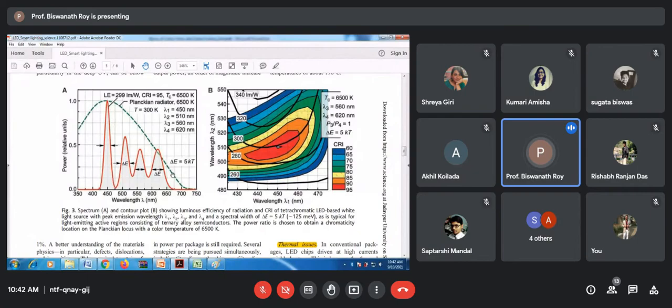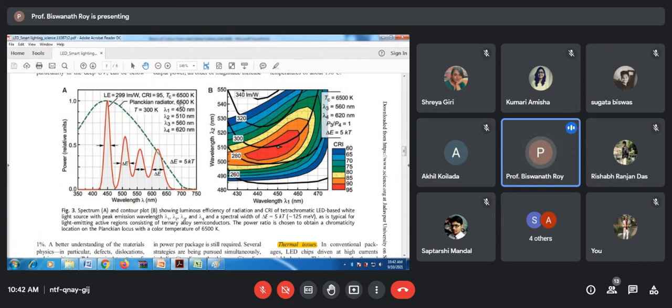And this is the dotted line representing the Planckian radiator at 6500 Kelvin. So the luminous efficacy is of the order of 299, that is 300 lumen per watt. CRI is 95, and color temperature is 6500 Kelvin.